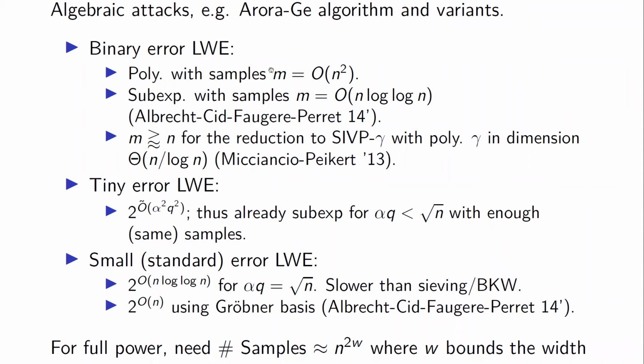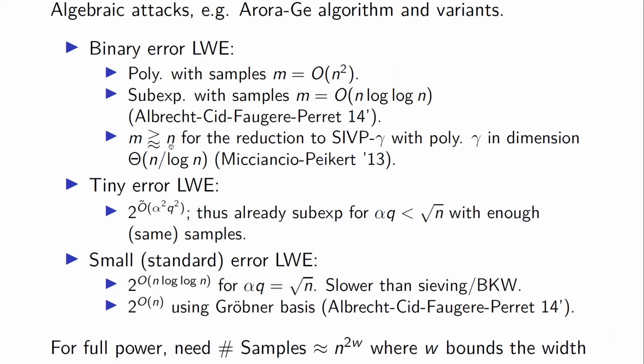So the number of samples is also restricted. Okay? So if the number of samples is reduced to almost a single linear factor with respect to n log n, then the problem already becomes much harder than polynomial. It becomes sub-exponential. Okay?